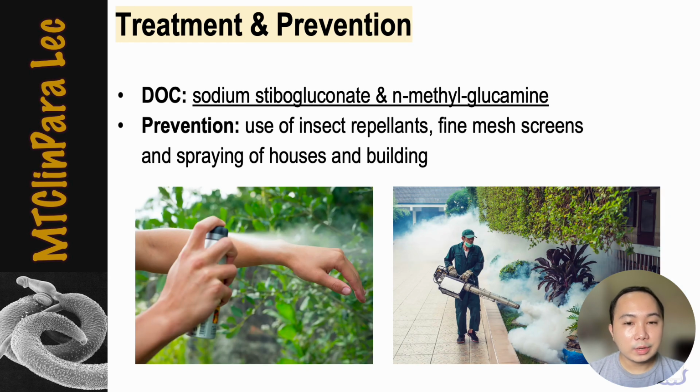So for the drug of choice for the treatment of leishmaniasis, we use sodium stibogluconate and N-methylglucamine. For the prevention, we use insect repellents and spraying of houses and buildings, especially for vector-borne rich areas.